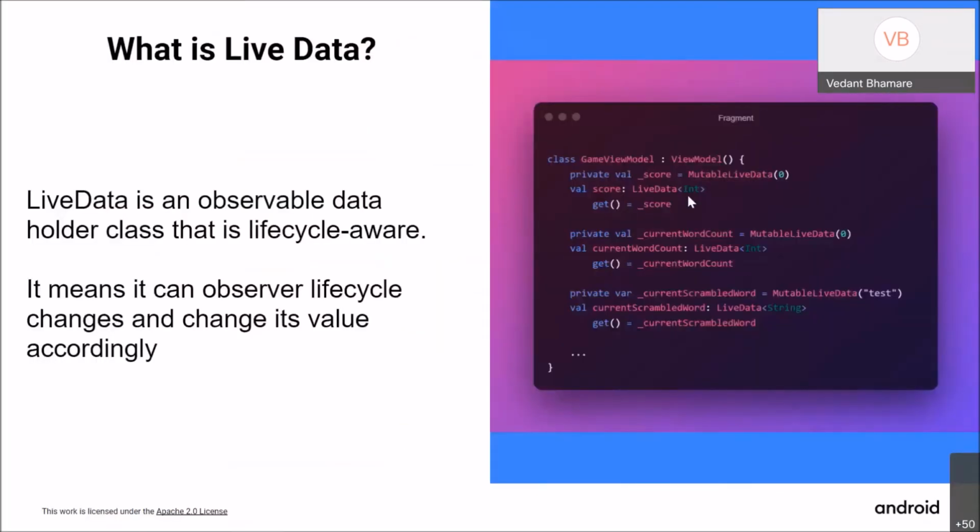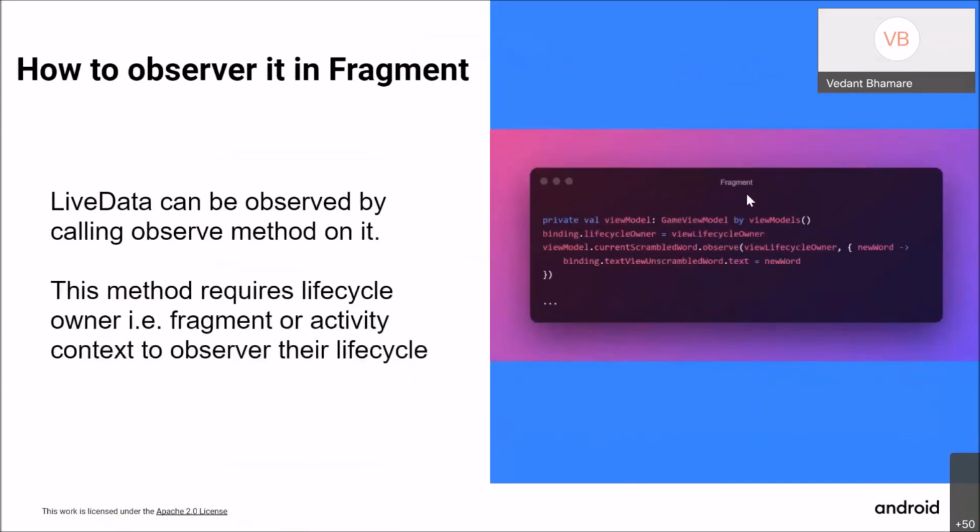But now if you are using live data, then you have to define them as live data. So it would be live data of the data type int, and similarly, it is live data of string, and that way. So yeah, these are the live data now. It is not actually an integer, but it is live data, and live data is storing its value. In the fragment, this is how you observe the value of the variable.